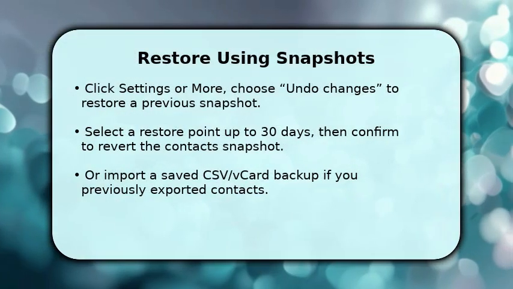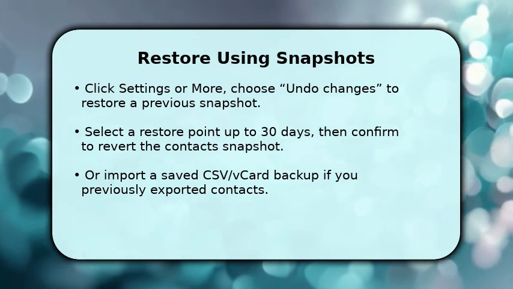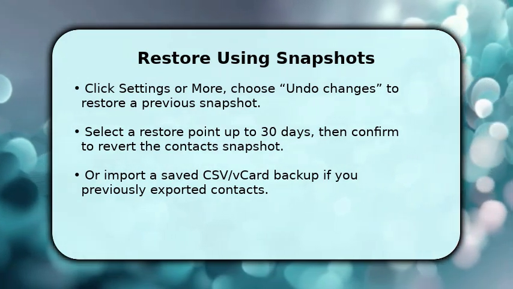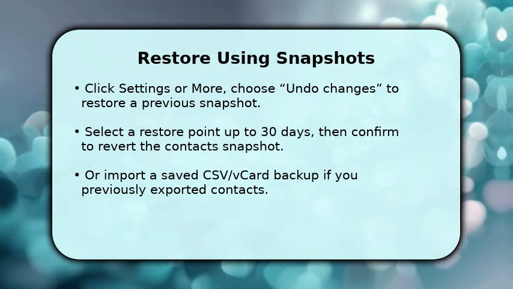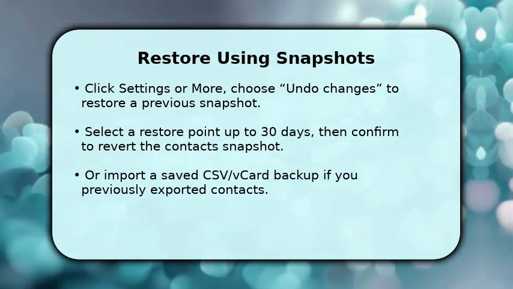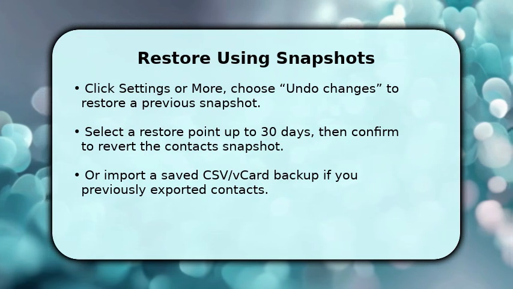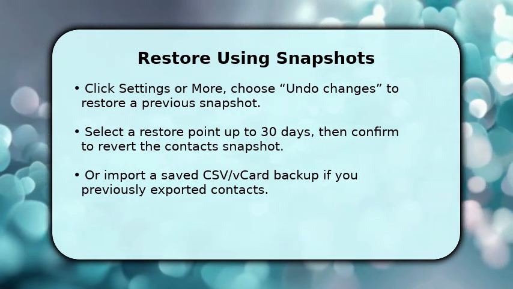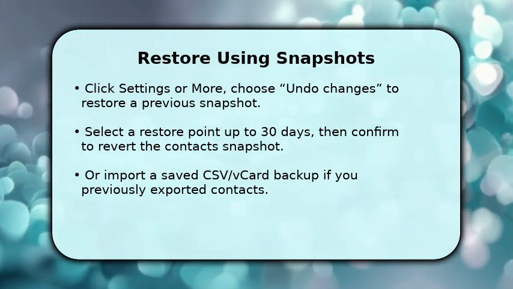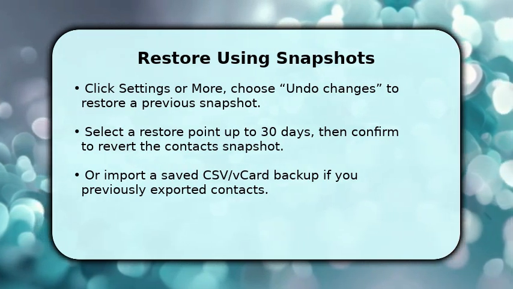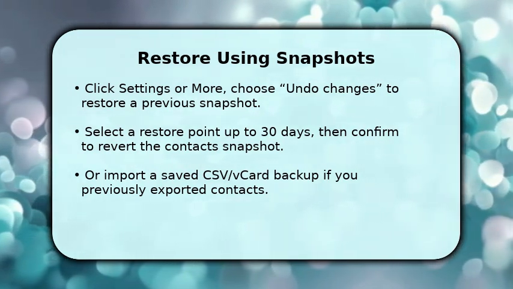Now go to More or Settings inside Google Contacts and pick Undo Changes. This restores your contacts to a previous snapshot. Choose the time frame best matching when your list was intact, 15 minutes to 30 days, and confirm. This undoes deletions and merges since that snapshot, which is why it's powerful for accidental wipes.